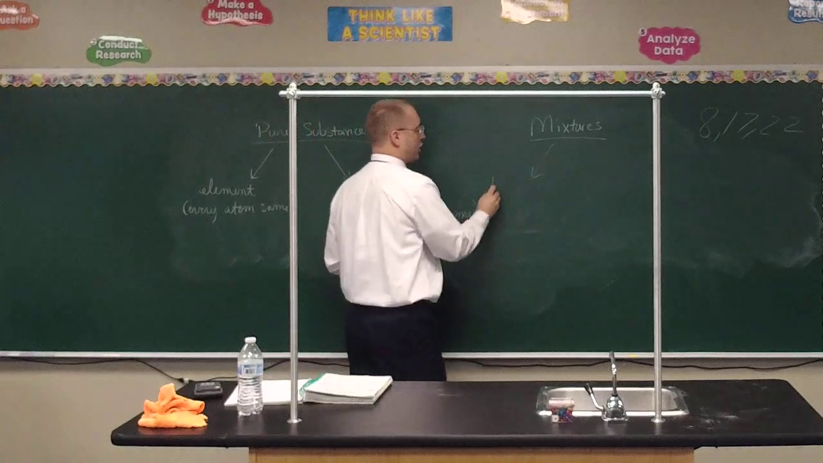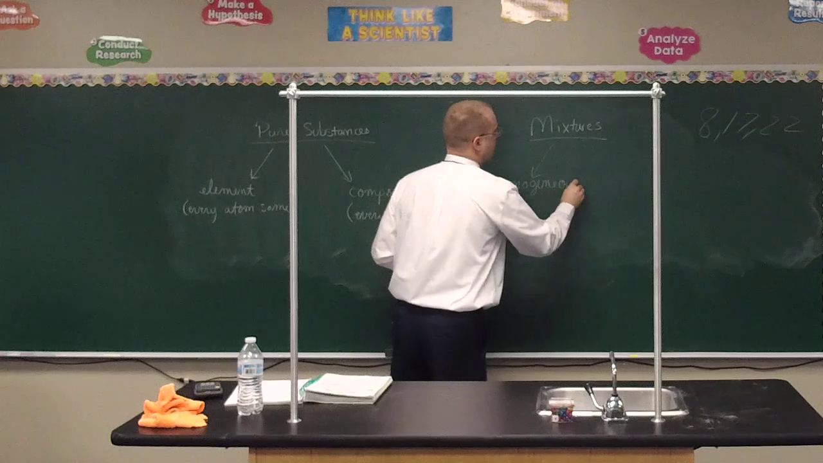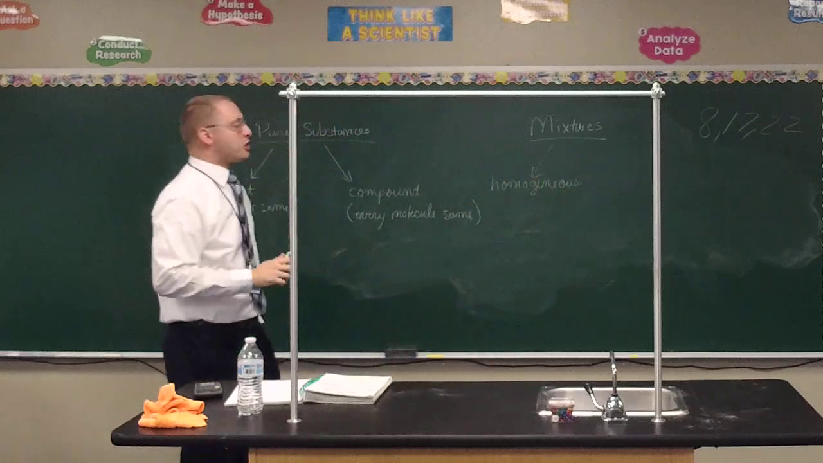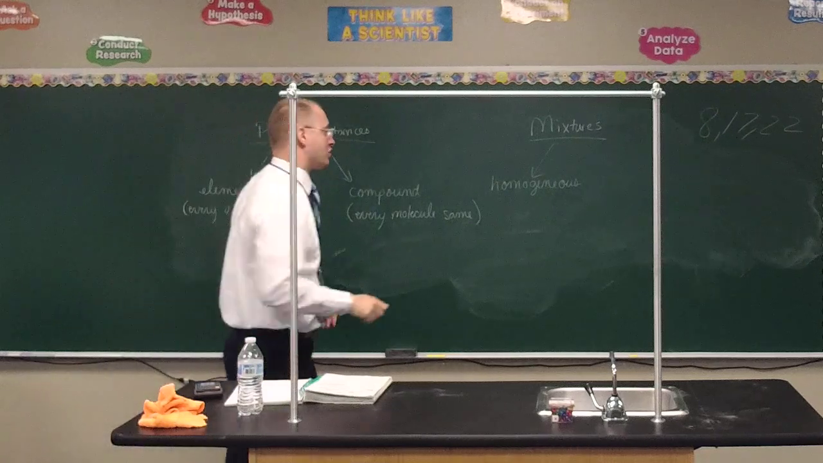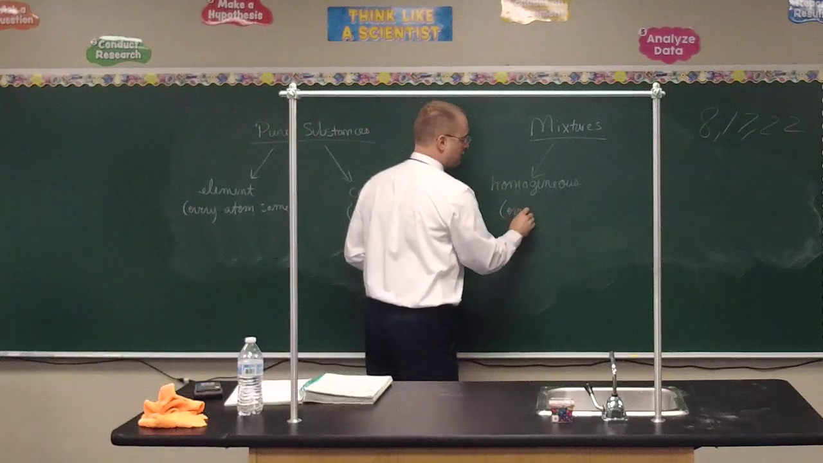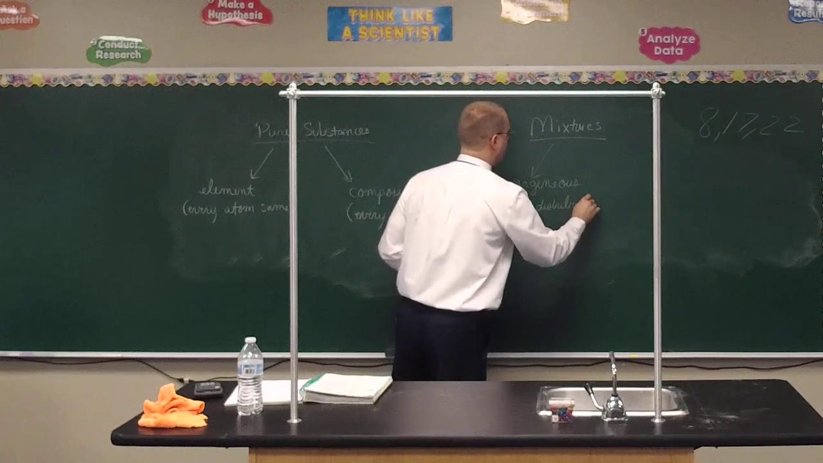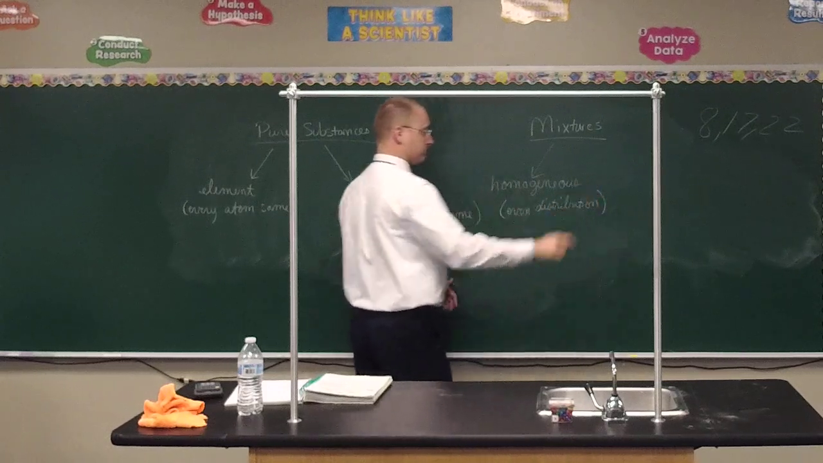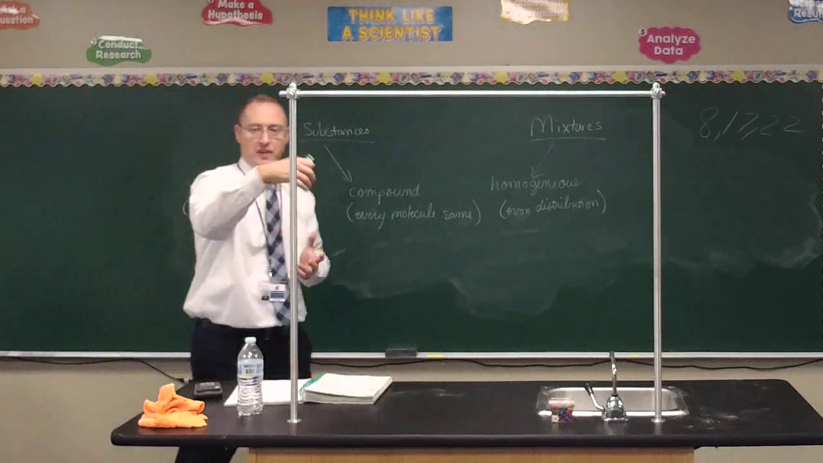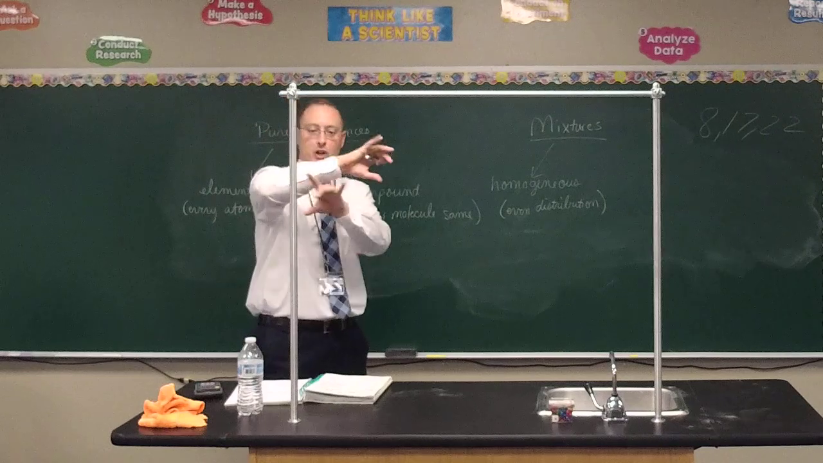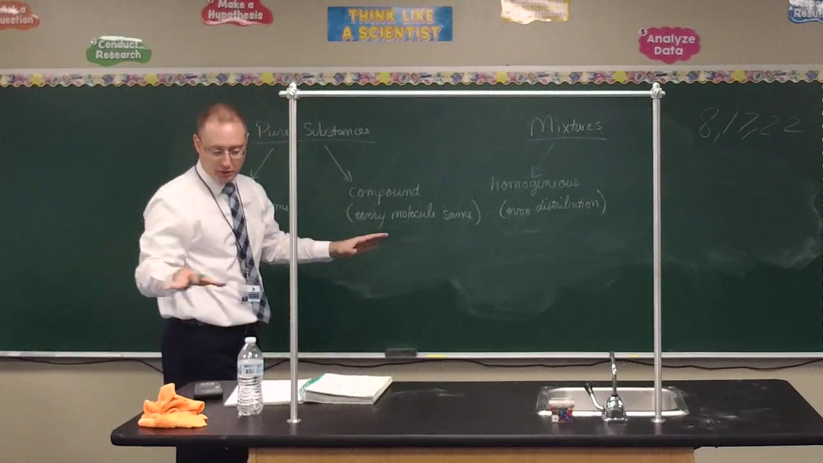The first type of mixture is called a homogeneous mixture. A homogeneous mixture has all different stuff in it, but everything is evenly distributed throughout the mixture. There's an even distribution of molecules. You don't find a whole bunch of this molecule over here and a whole bunch of that molecule over there, or different layers of molecules. It's just evenly distributed throughout.